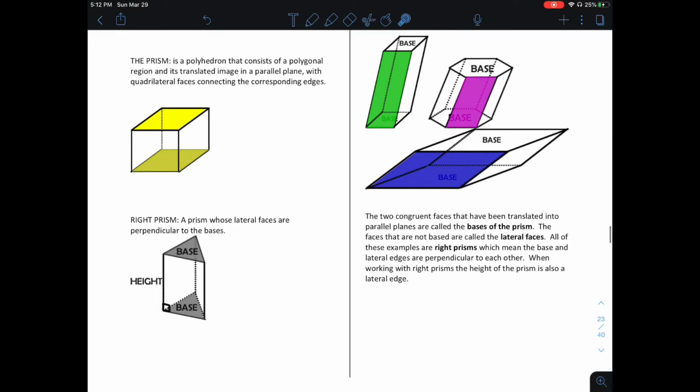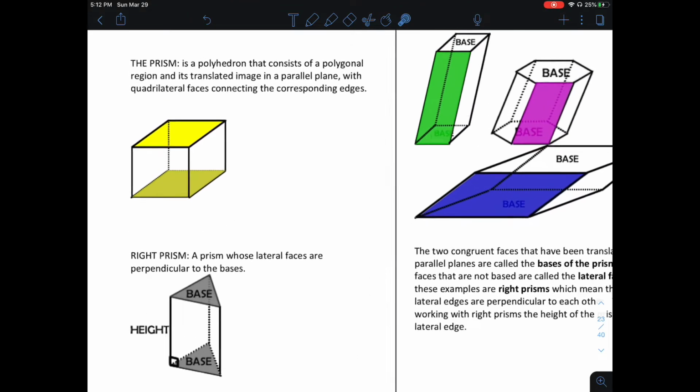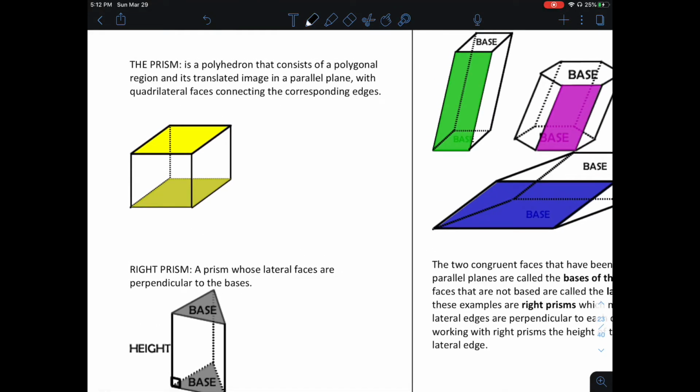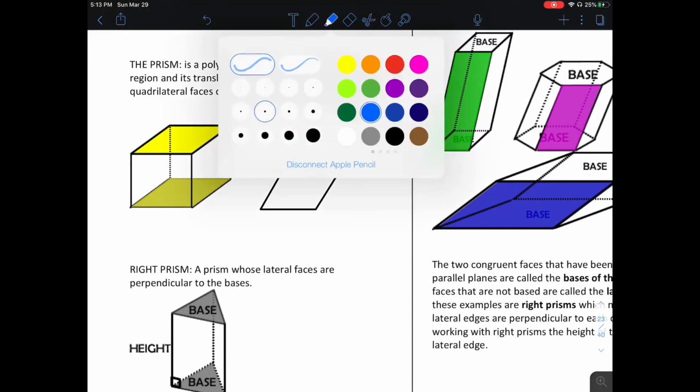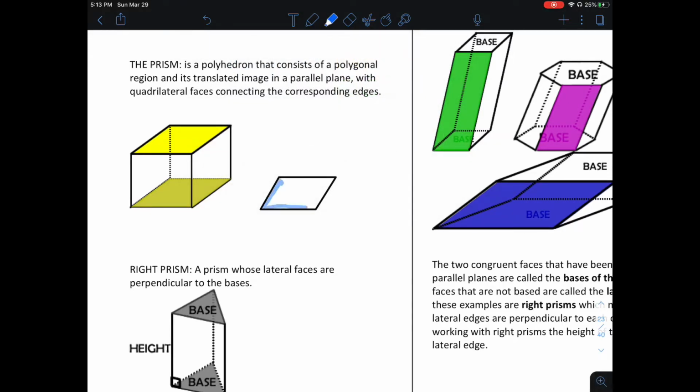Yay! A prism, which is what we're trying to find the area of in this section, is finding the volume of a prism. It's a polyhedron that consists of polygonal regions and its translated image in a parallel plane with quadrilateral faces connecting the corresponding edges. Now that sounds complicated, but I assure you, it is complicated. Let's take this polygon and color it for your viewing pleasure.